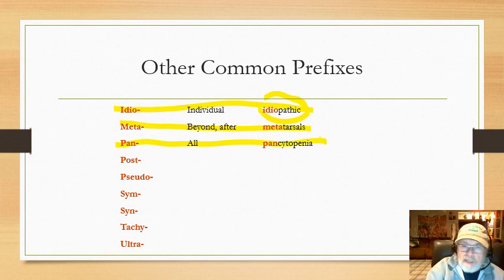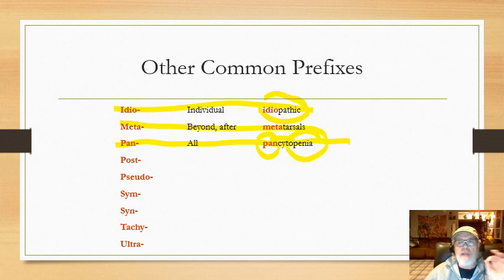Pancytopenia. Penia was a suffix we talked about, meaning deficiency or decrease. Hopefully you remembered that one from before. Cyto is a word root that means cell. So deficiency, and pan means all cells. Sometimes when people have something called an aplastic anemia, without plastic formation, and without blood, see how all those words come together? Everything sort of comes together. I love it when a plan comes together.